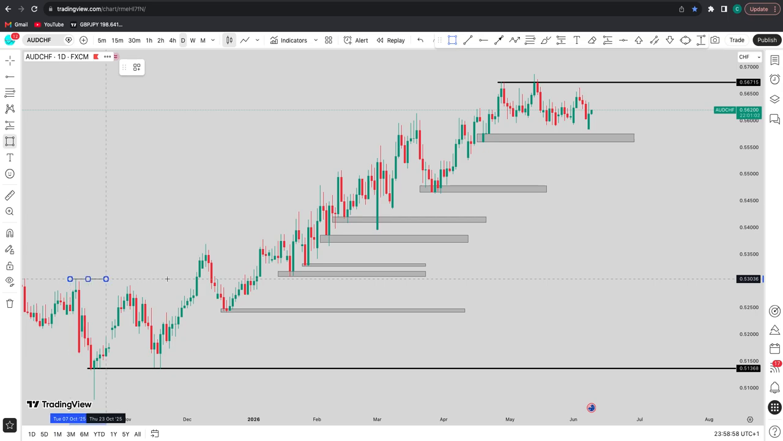For the resistance level, let's use the line. This was the resistance level.